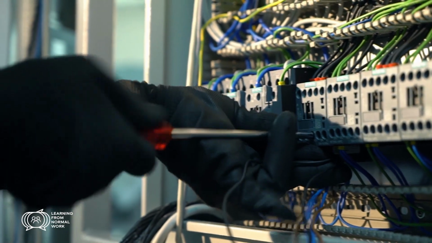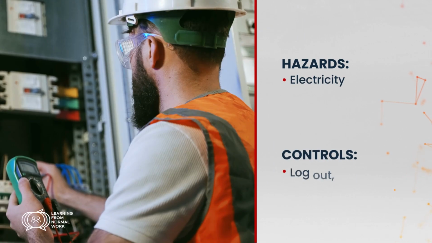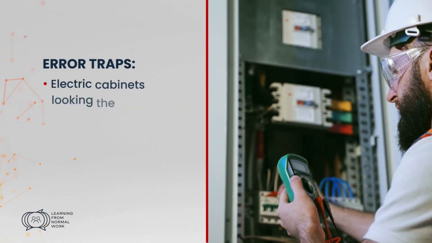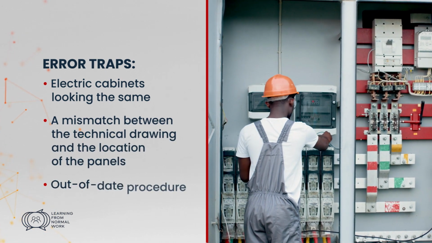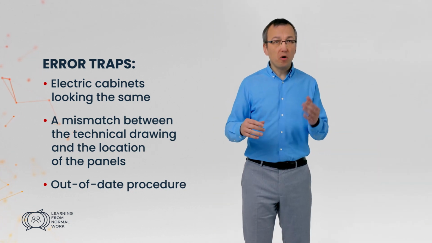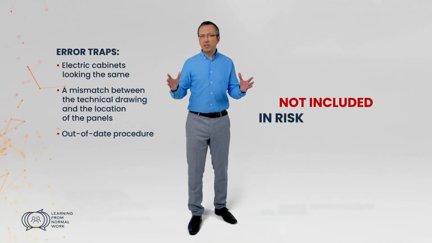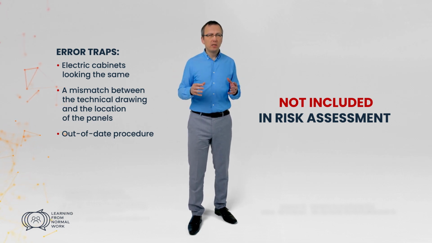When we conduct a job risk assessment, we typically focus on hazards and controls. For example, when working on an electric panel, we could point to the electricity as a hazard. Controls could include lockout tagout or training. However, error traps like electric cabinets looking the same, a mismatch between the technical drawing and the locations of the panels, or an out-of-date procedure, they all increase the risk of error or non-compliance, but would not be included in a typical risk assessment because they are not a source of harm in the same way as electricity is, even though these things do increase the risk of failure.